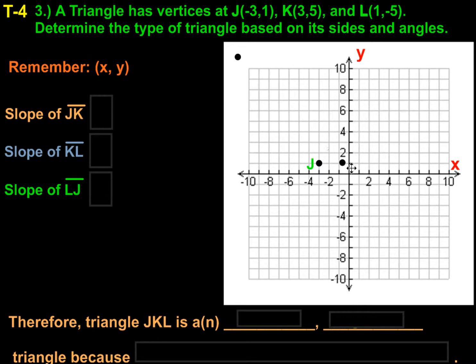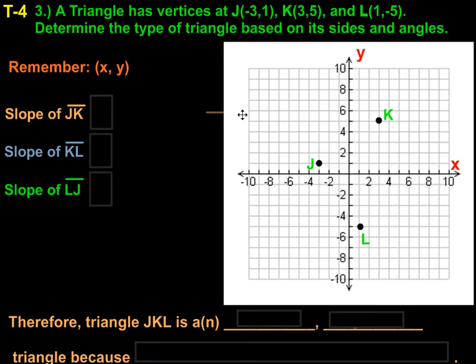Then we have K, starting at the origin. It is +3, +5, so I move 3 to the right and 5 up. And I label that K. Then L is (1, -5). So we're at 1, and then -5 means we come down here, and I label that as L.